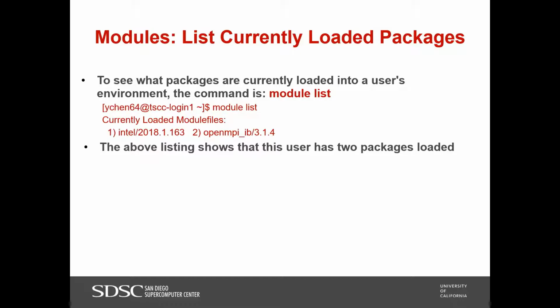Okay, so we know how to get all of the seasonal widely available softwares, but how do we know which modules are currently loaded in our user environment? That's what the module list command does. You can just type module list and then hit enter.